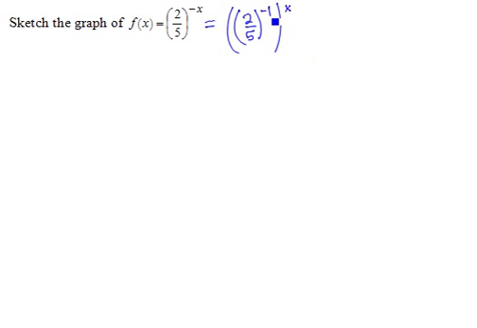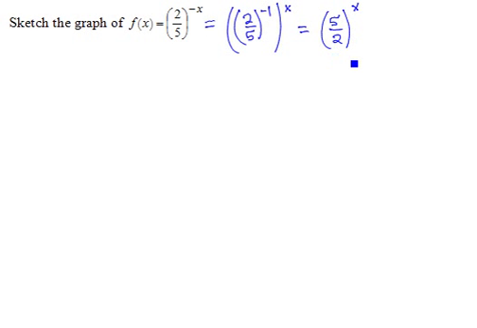Of course, when you raise a power to a power, you multiply the exponents, and that would get us back to the negative x, or opposite of x, that we had in the original. But this gives us a way to see the behavior of the function a little more clearly. If you take the reciprocal of the 2/5, because you've raised it to a negative 1 exponent, we see we have (5/2) to the x.